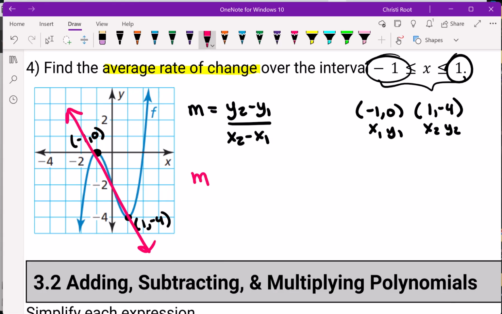So I'm going to go ahead and plug this in. Got -4 minus 0 and 1 minus -1. Well, that's going to change into -4/2, which is -2. And that makes sense because that looks like it has a slope of -2. And we're done.